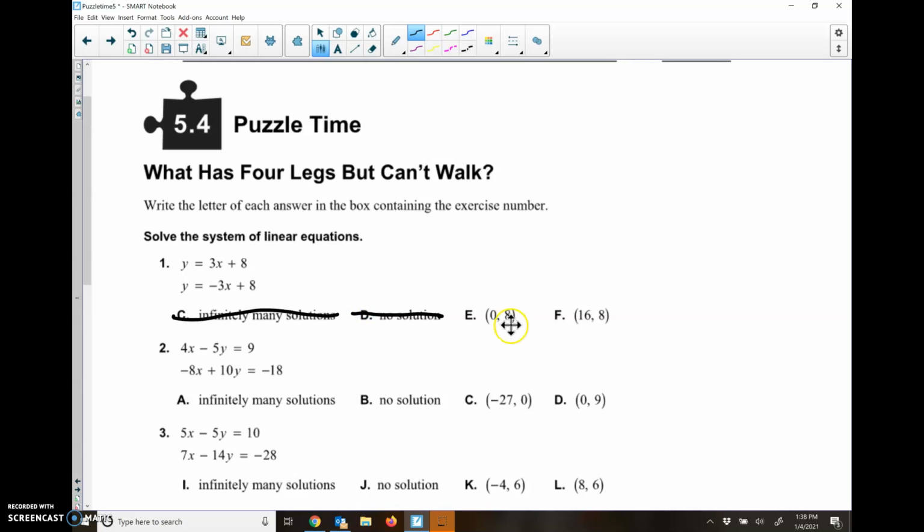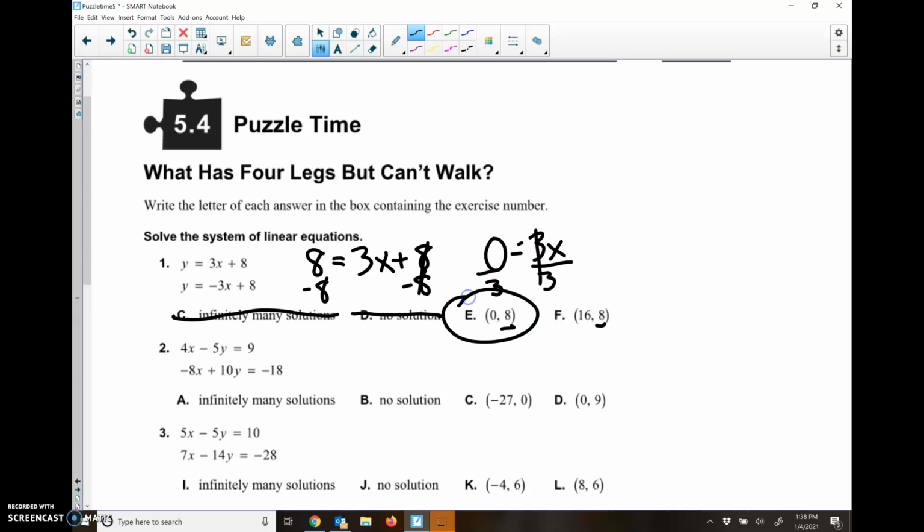And it looks like E and F both have my y being 8. So I just need to figure out if my x is 0 or my x is 16. So I'm going to plug it in for the top one. I don't want to deal with negatives. So instead of y equals, we know both answers have y as 8. So I'm going to put 8 equals 3x plus 8. I'm going to subtract 8 from both sides. 8 minus 8 is 0. So 0 equals 3x. And then we find out that 0 divided by 3 is 0. So my solution there is E. 0, 8 is my one solution.